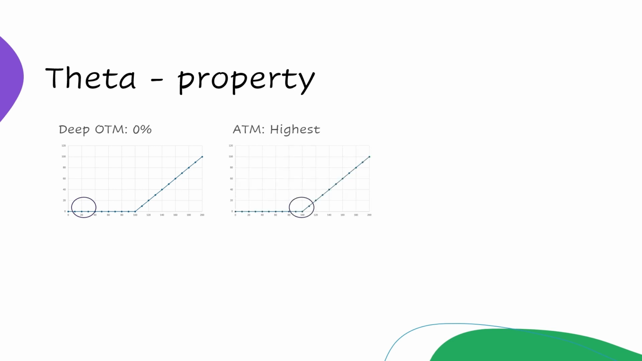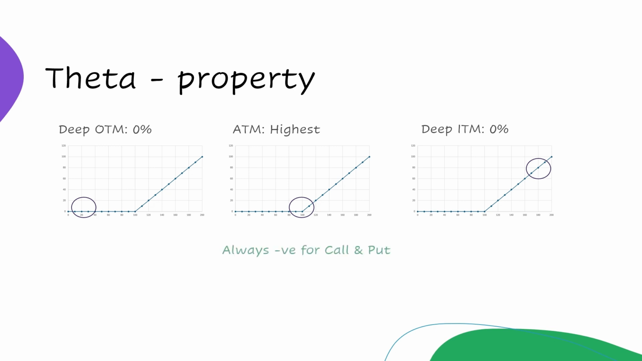Theta is at the peak for at the money options. This is because at the money options have the highest time value, thus more time decay every day. For deep in the money options, theta is also 0 as option value is just the intrinsic value with time value close to 0. Theta is always negative for both call and put as time value is always positive and decays over time. For at the money options, shorter tenor ones have higher theta.